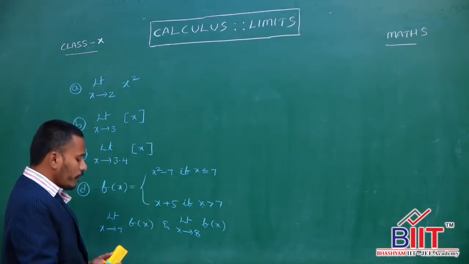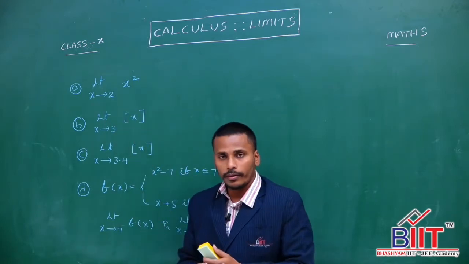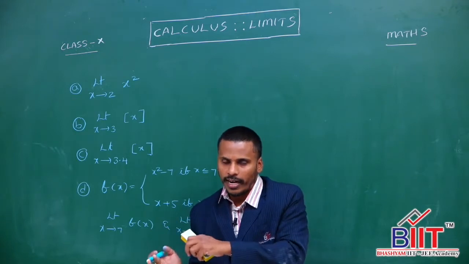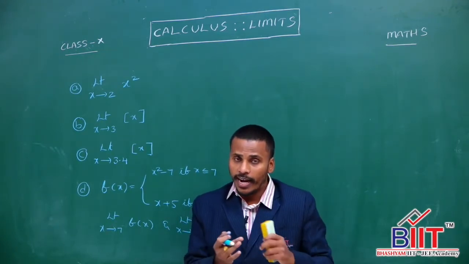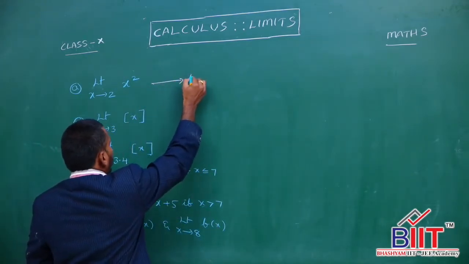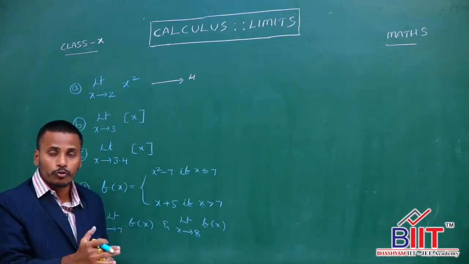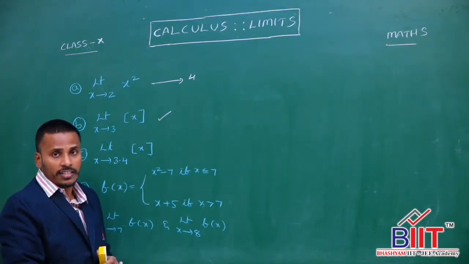First of all, the first problem is limit x tends to 2 of x square. Just as I discussed, for the right hand limit x square is approaching 4, and for the left hand also x square is approaching 4. So, limit x tends to 2 of x square value is 4, because the left hand limit and right hand limit are both equal to 4. Now, you just concentrate on limit x tends to 3 of step x.